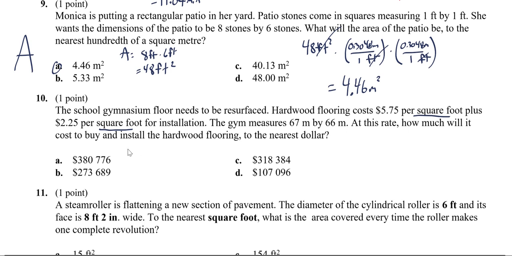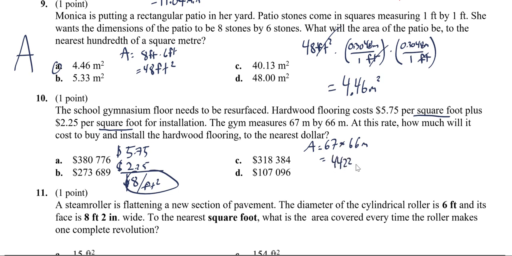We could take $5.75 per square foot, and we add up another $2.25 per square foot. So these are the costs per square foot of the hardwood floor and the installation. So altogether, it's $8 per square foot to install this stuff for the material and the installation fee. The area of the floor is 67 by 66 meters. And 67 by 66 meters is 4422 square meters.